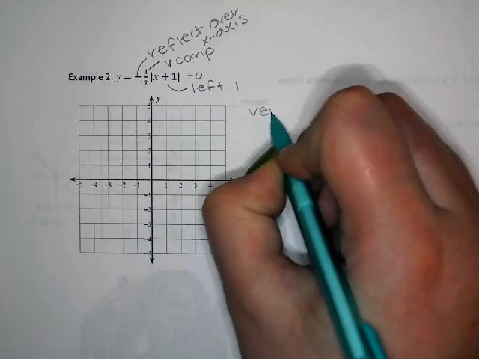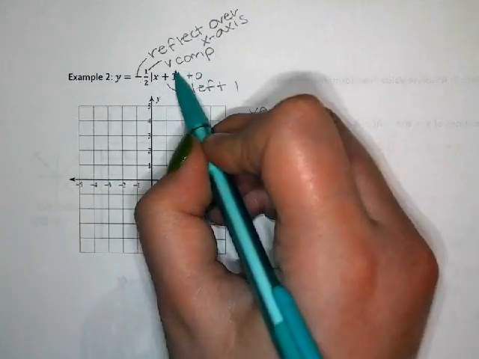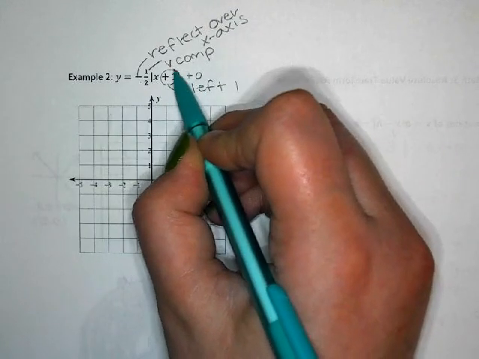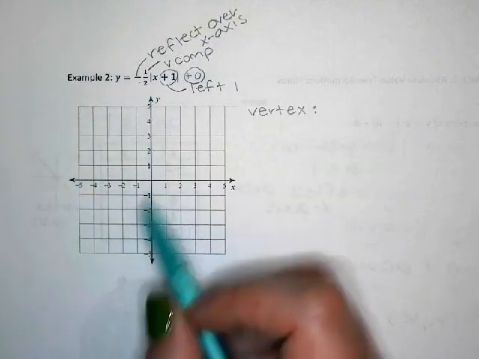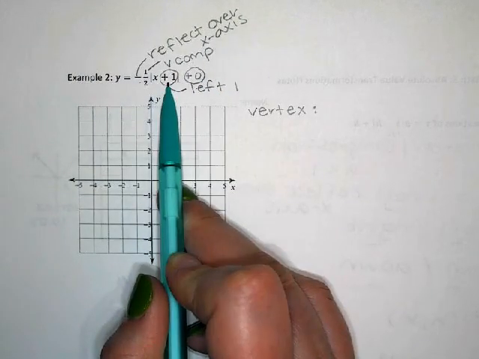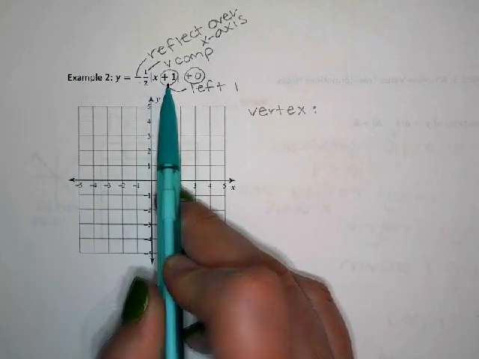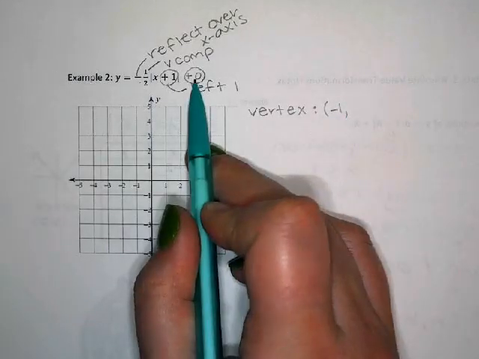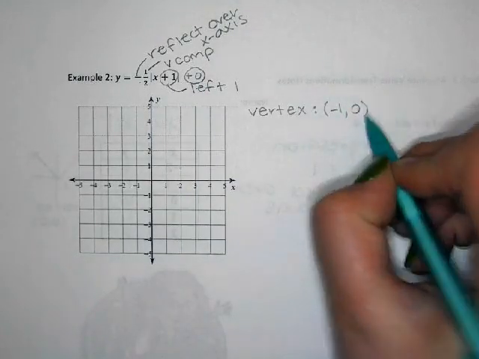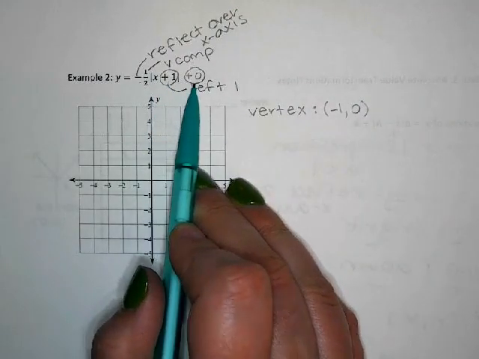it has to do with this number and this number. So for the vertex, we do the opposite of this number. What do we get? -1. And then we take this number exactly. So the vertex is (-1, 0). Are we comfortable with that? (-1, 0). Okay.